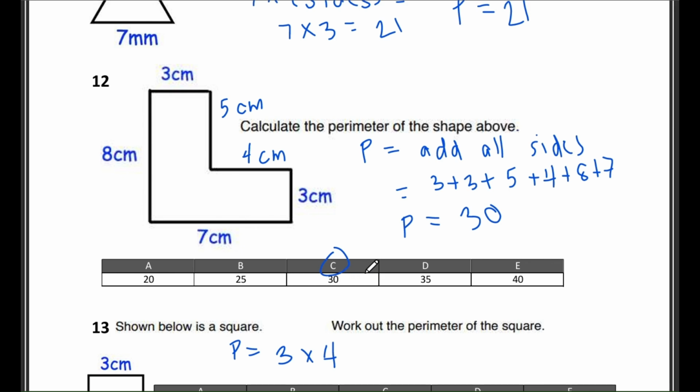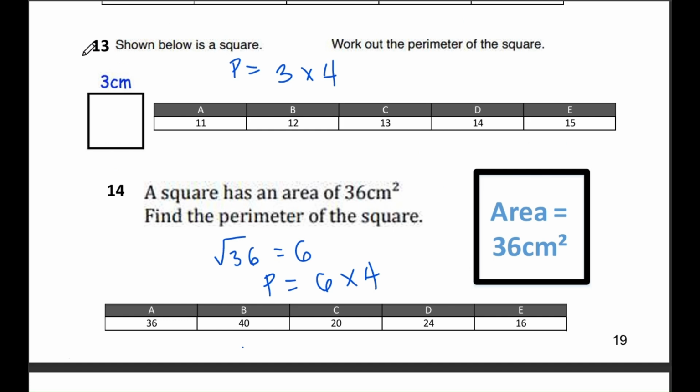To find the perimeter of any shape, we add up the lengths of all the sides. If you add the lengths of all the outer edges of the L shape, you'll find that it adds up to 30 centimeters. Continue with question number 13.